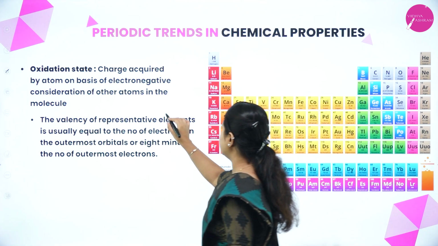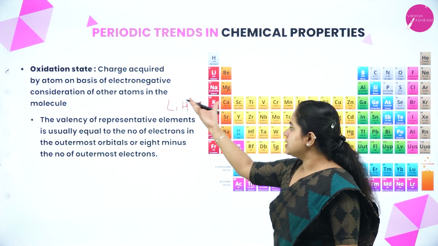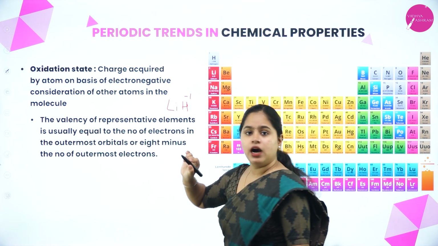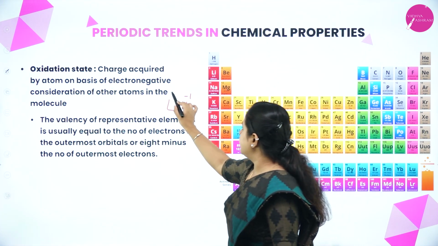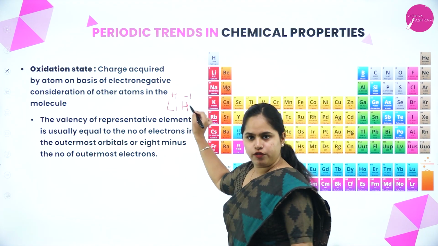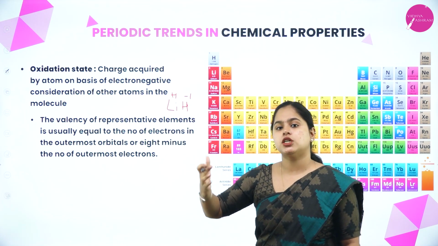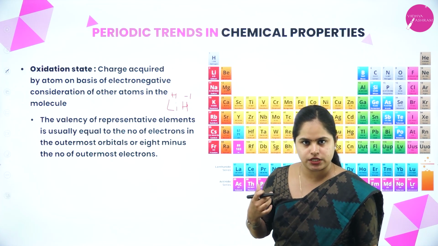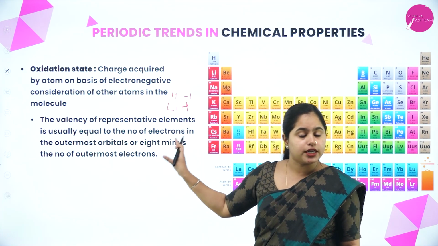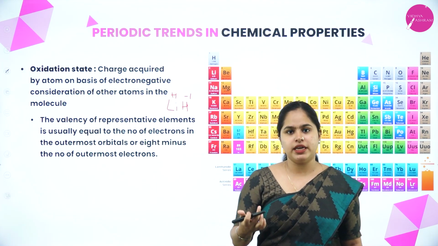So let us consider lithium hydride. In this case, as hydrogen is more electronegative, it will have a -1 charge and lithium will have a +1 charge. So this charge, based on the electronegativity difference, the charge acquired by the atoms is called the oxidation state, right? So what will be the oxidation state of lithium in this particular compound? It will be +1 and for hydrogen it will be -1.